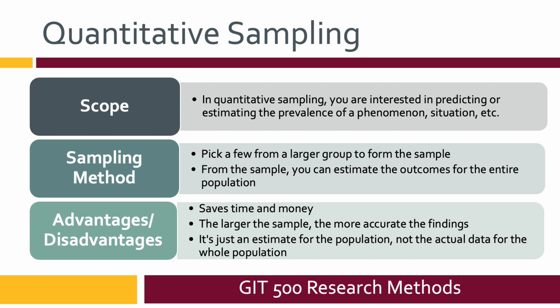So the larger the sample, however, the more accurate the findings. So you do want to have a good size sample, and one of the disadvantages is it's not actually data from the whole population. It's just extrapolated, or it's an estimate for the whole population from what you found out from the sample.